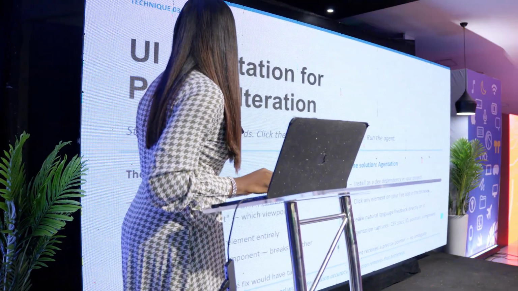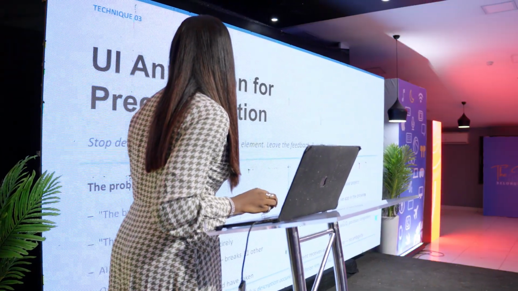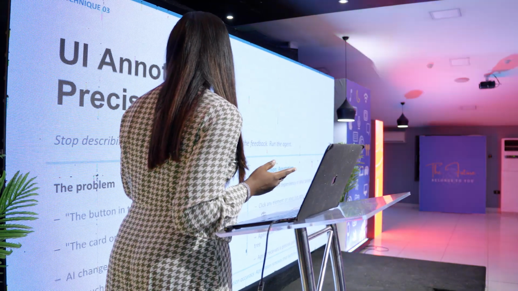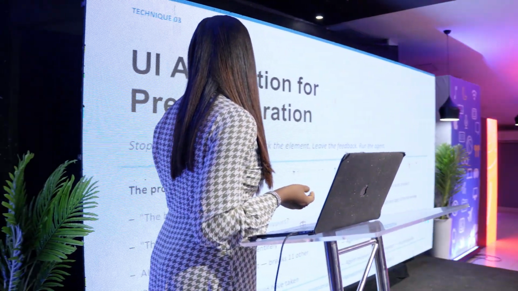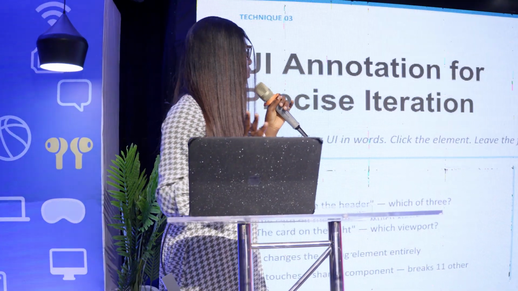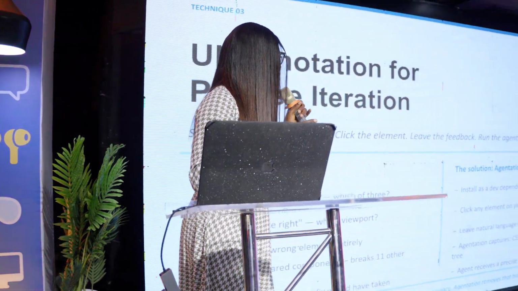So the problem here, for example: the button in the header, which of 3? The card on the right, which viewport? The AI changes the wrong element entirely or touches a shared component and breaks 11 others. Those are problems that we face. Well, with Agentation, it solves this.